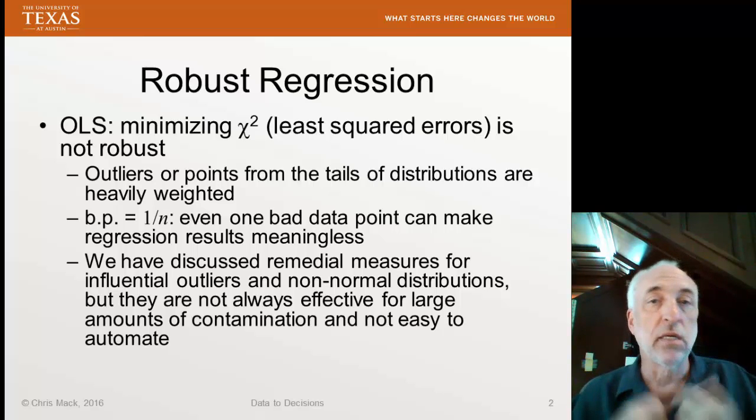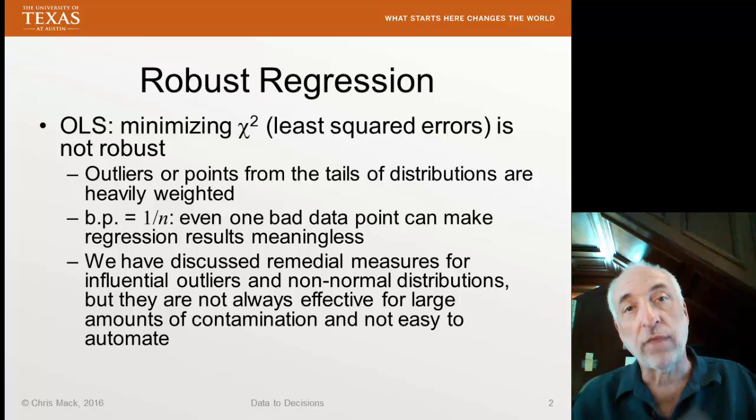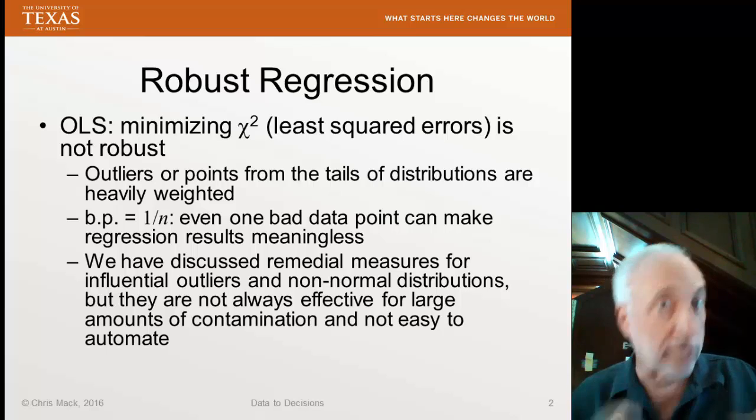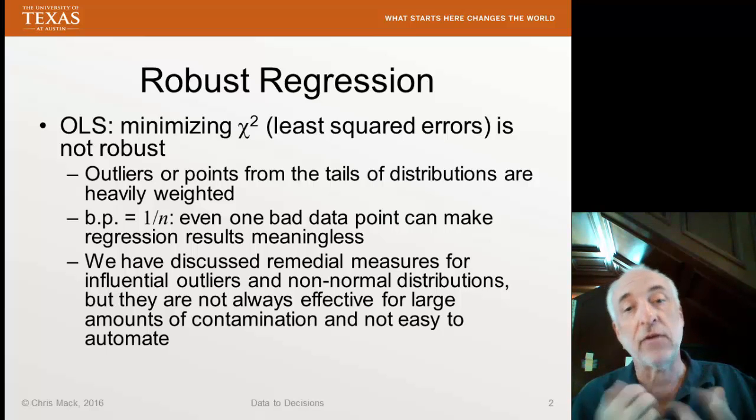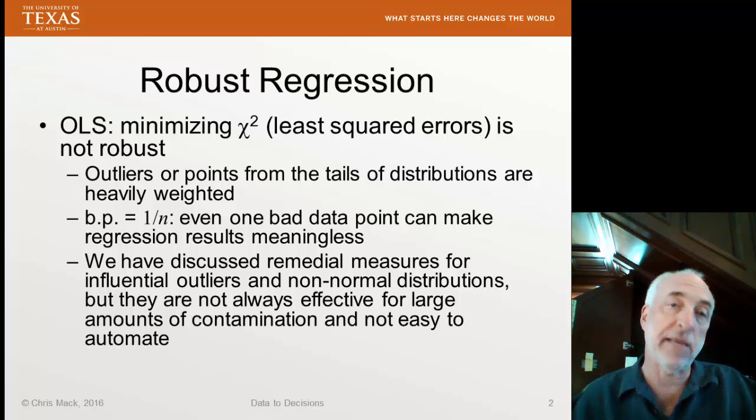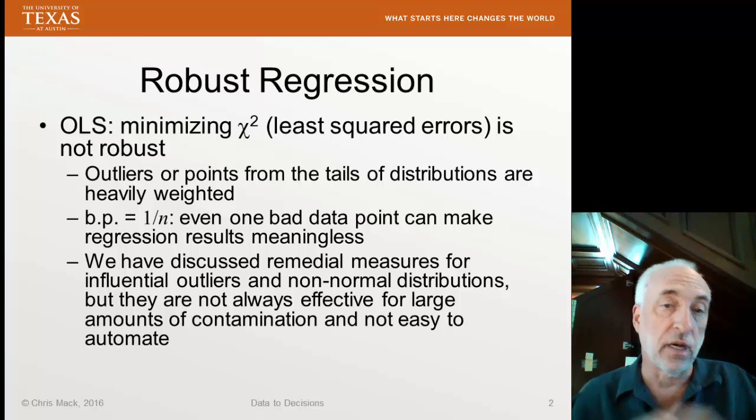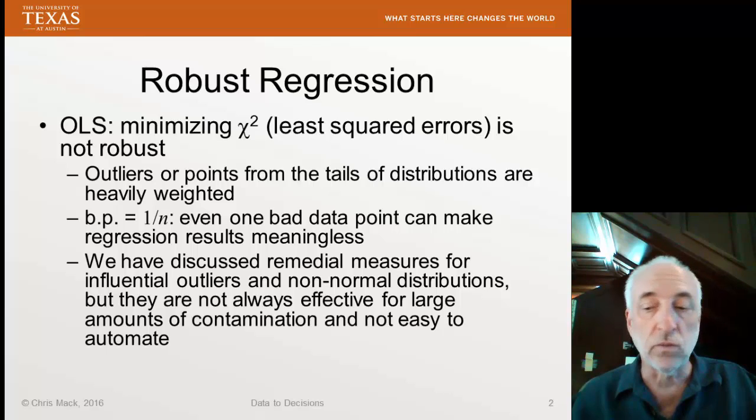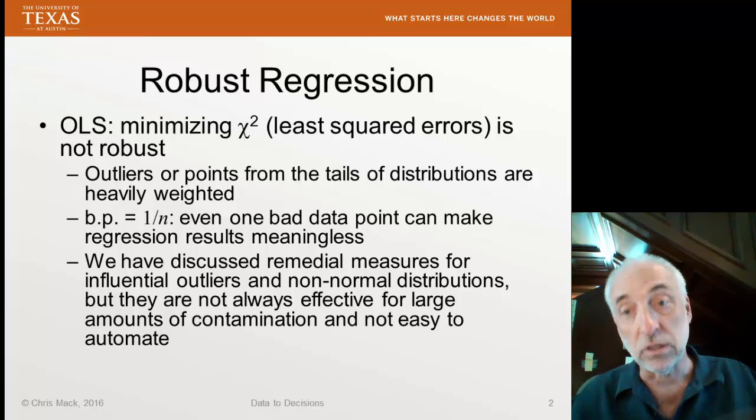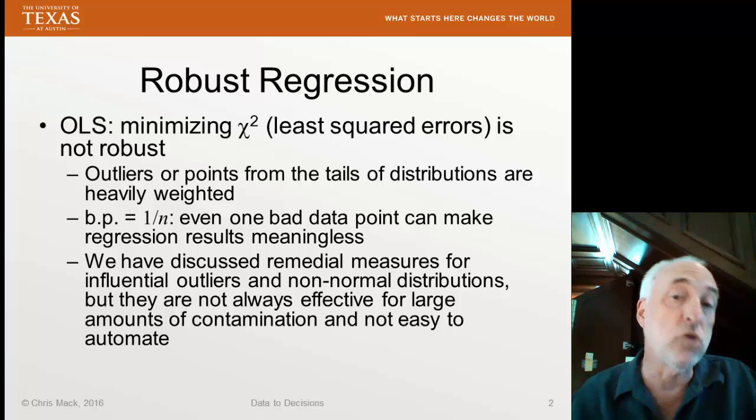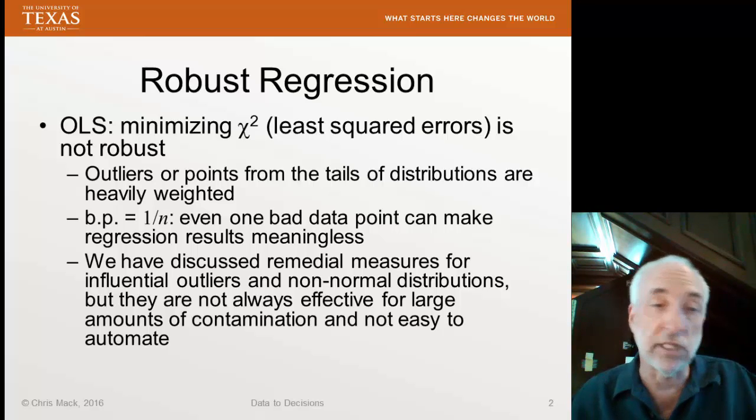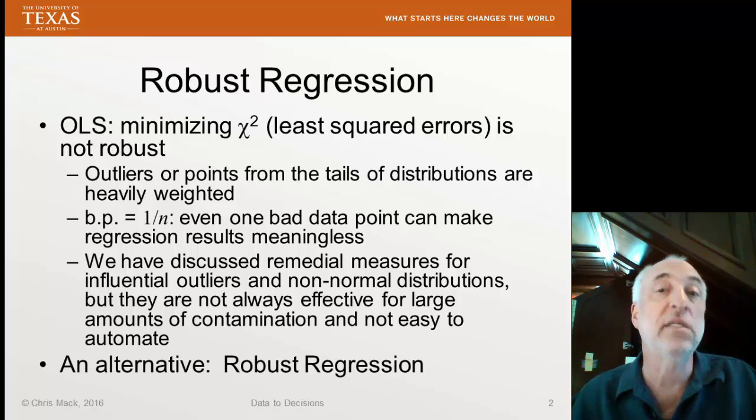Sometimes, though, we need regression approaches that we can automate without having a lot of manual intervention, or we want regression approaches that can handle a fairly large amount of contamination so that we don't have to rely on procedures that assume only a little bit of contamination, one or a few outliers, in order to detect them. In other words, we need something called robust regression.